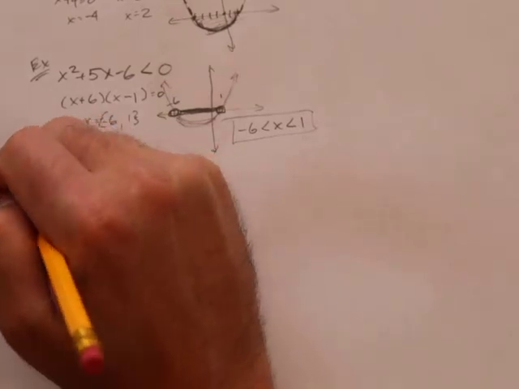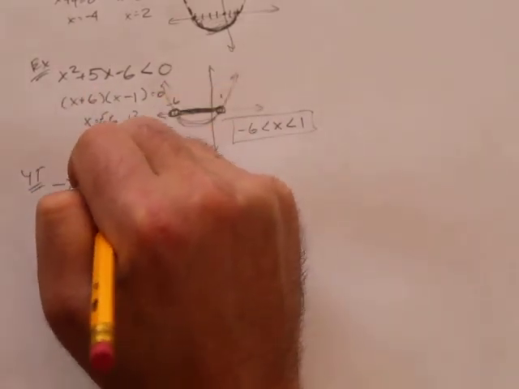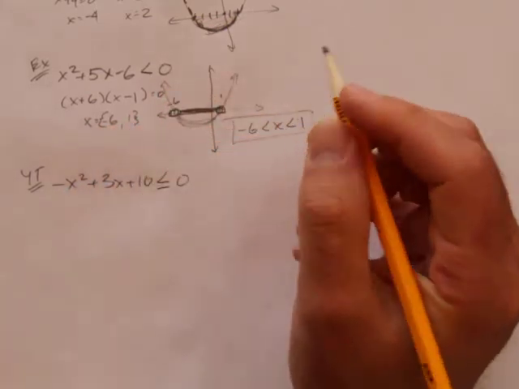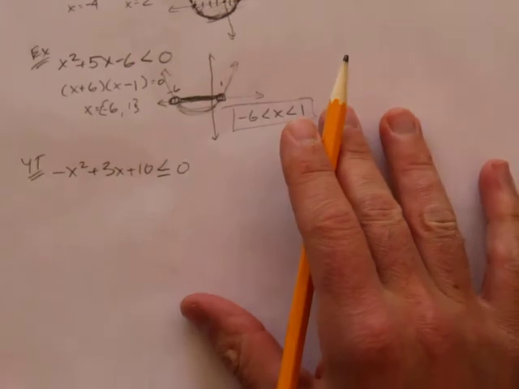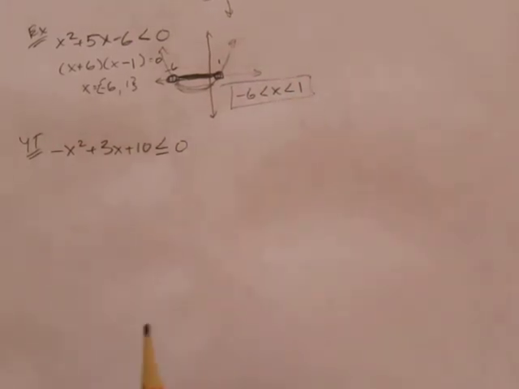Okay, let's see if you can do one on your own here. Negative x squared plus 3x plus 10 is less than or equal to 0. Less than or equal to this time. And we've got a parabola that opens a different direction. All right, go ahead and pause and see what you can do with this. Go.